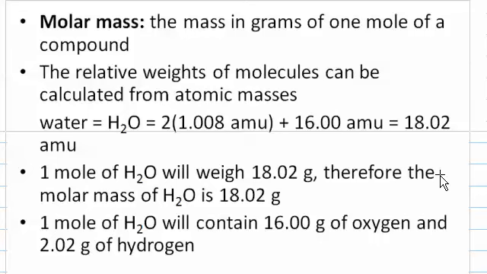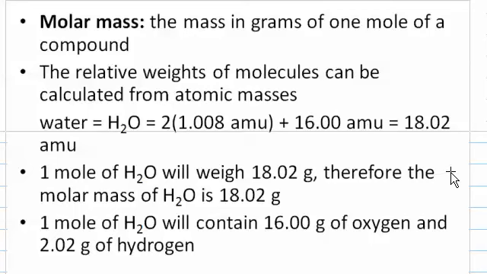Okay, so we define the molar mass as the mass in grams of 1 mole of a compound or a molecule. This molar mass will be important for converting between grams that we measure in the laboratory and moles that we understand theoretically as Avogadro's number of units.